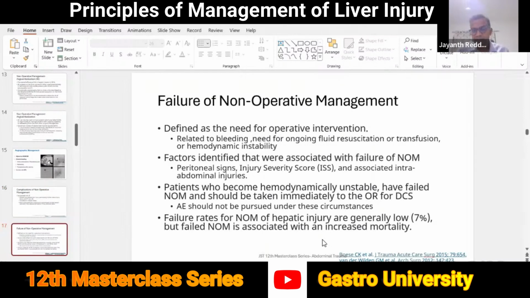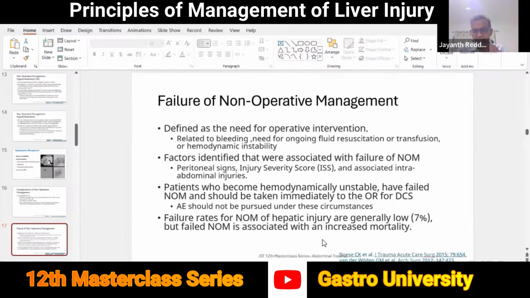Failure of non-operative management is basically defined as a need for operative intervention. That is, patients with ongoing bleeding, ongoing fluid resuscitation, and transfusion requirement with associated hemodynamic instability, and also the development of peritoneal signs. Injury severity score more than 30 to 35, especially, is shown to be associated with failure of non-operative management and associated intra-abdominal injuries. Patients who fail, who become hemodynamically unstable while being non-operatively managed, should be immediately taken to the OR for damage control surgery. And in these patients, angiography and embolization should not be considered under these circumstances.